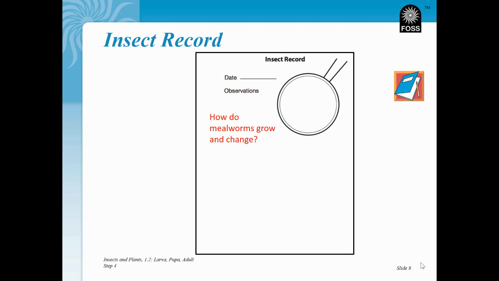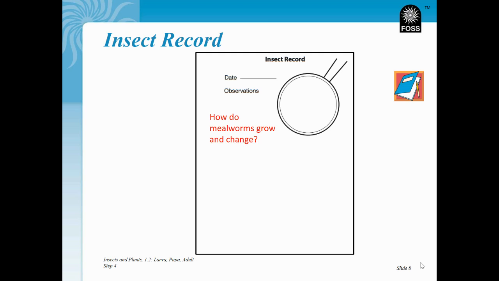So now we're going to go back to our worksheet with our focus question. How do mealworms grow and change? So what did we learn about in this lesson? How do mealworms grow? What process do they go through to get bigger? They have to shed their outer layer, which is also called molting. You got it.